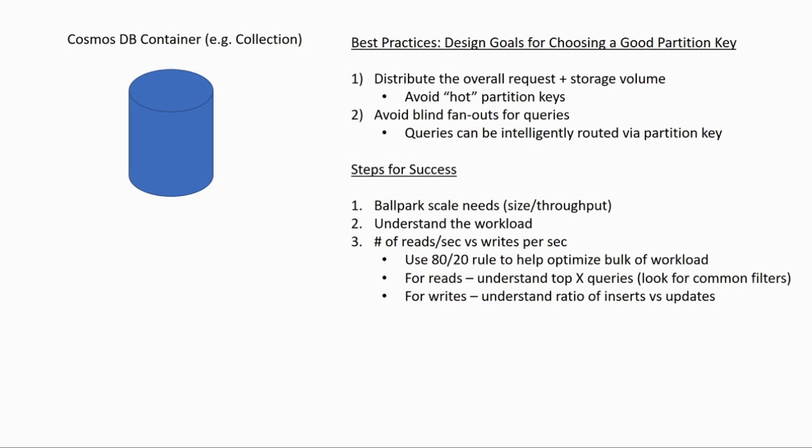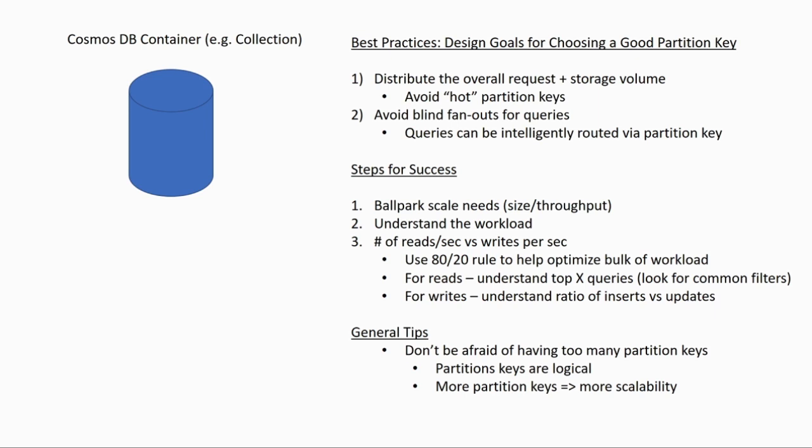Now, when you're looking at reads, you also want to understand your top queries. It can be your top 3 queries, top 5 queries. Look for common filters. This will give you a lot of hints on what would be a natural partition key for a read-heavy workload. And for writes, really just understand the ratio of inserts and updates. This will have a little bit less of an impact on the exact partitioning scheme, but it'll have a large impact on your object model. So this is something you also want to take a very close look at.